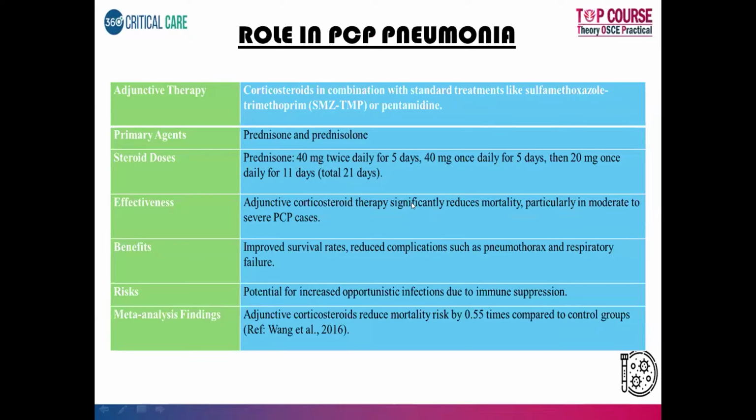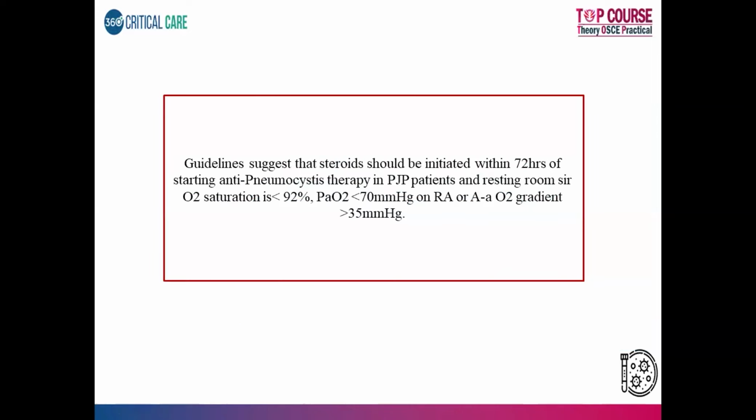So what is the effect of steroids in PCP pneumonia? It reduces mortality, particularly in moderate to severe PCP cases. It showed improved survival benefits. It reduced complications such as pneumothorax and also respiratory failure. A meta-analysis showed that it reduced mortality by 0.55 times compared to the control groups where only standard therapy was given.